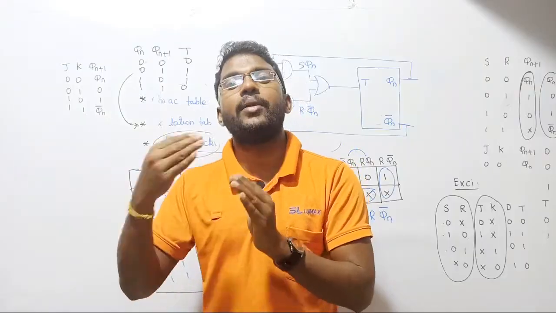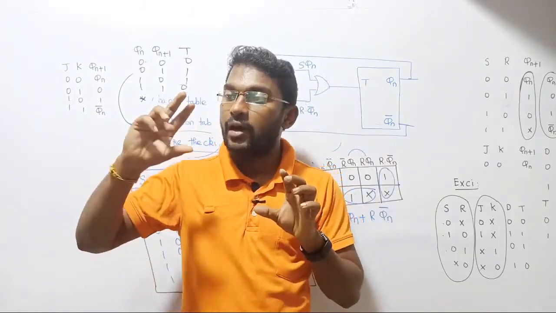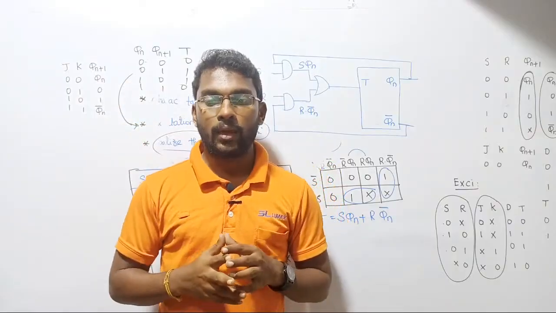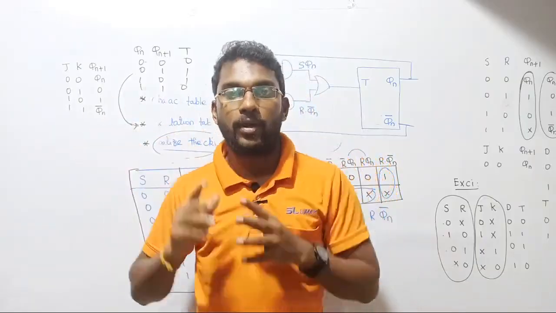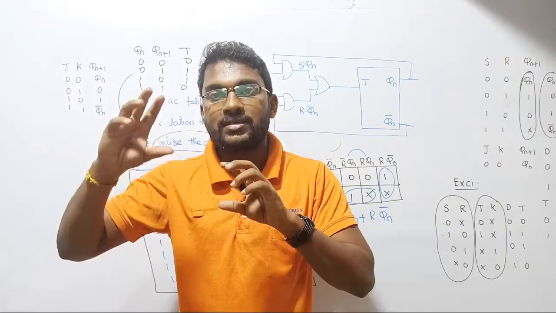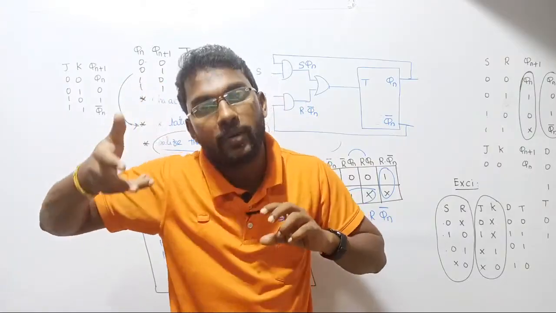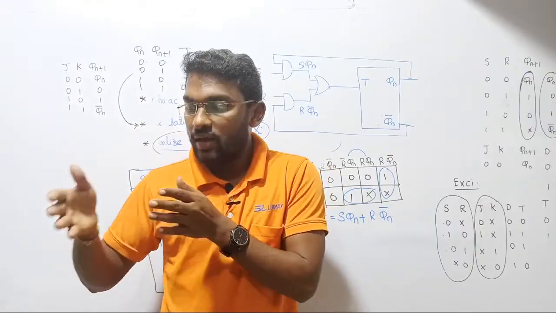That is what I told you: based on the output of the first flip-flop, the second flip-flop may or may not be triggered. Again, the output of the second flip-flop is the clock pulse of the third flip-flop. So based on the output of the second flip-flop, the third flip-flop may or may not be triggered. Clear? This is how we are going to design an asynchronous counter.